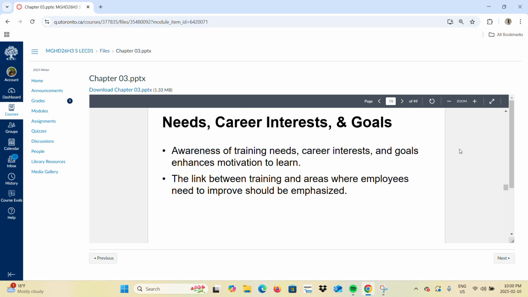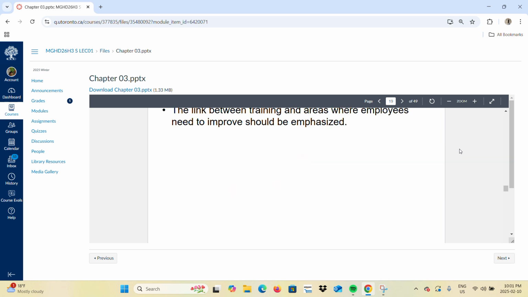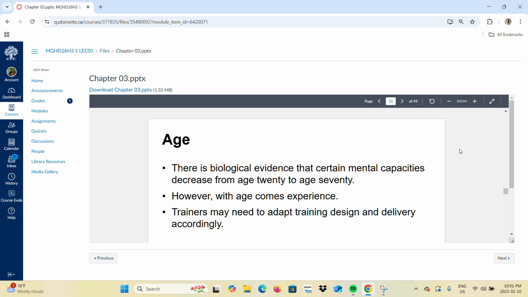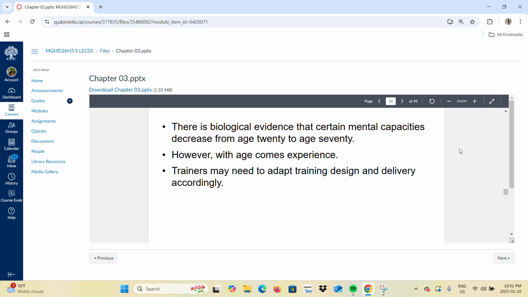Again, motivation: needs, career interests, and goals. Awareness of training needs, career interests, and goals enhances motivation to learn. The link between training and areas where employees need to improve should obviously be emphasized. Look at age. There's biological evidence that certain mental capacities decrease from age 20 to age 70. However, with more age, you get more experience. Trainers may need to adapt training design and deliverables accordingly.